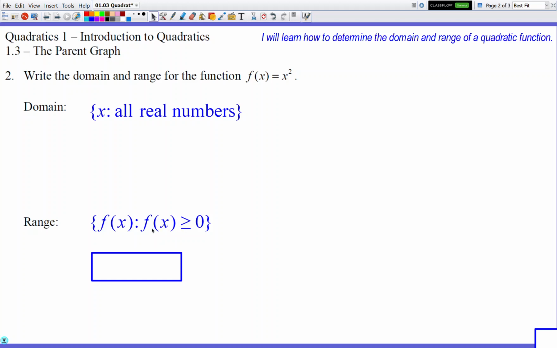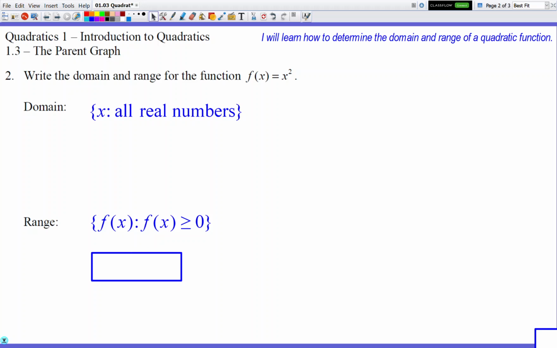Reading this the first time looks kind of confusing, so here's how you can translate this into an English statement. This is how I teach my kids every year. When I see the letters f of x, which you say f of x when you read it out loud, I think of the graph, because f of x is a graph. So I say to myself, the height of the graph is greater than 0 or it's equal to 0.